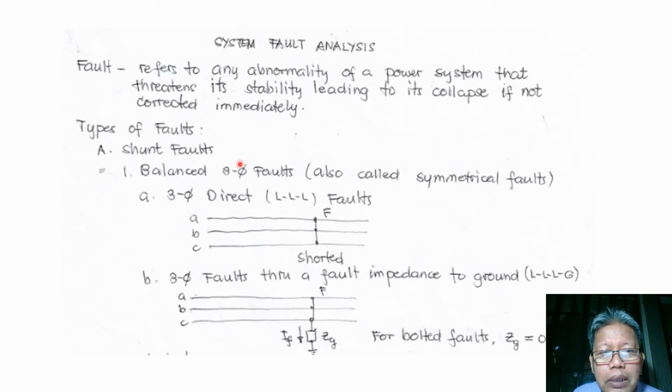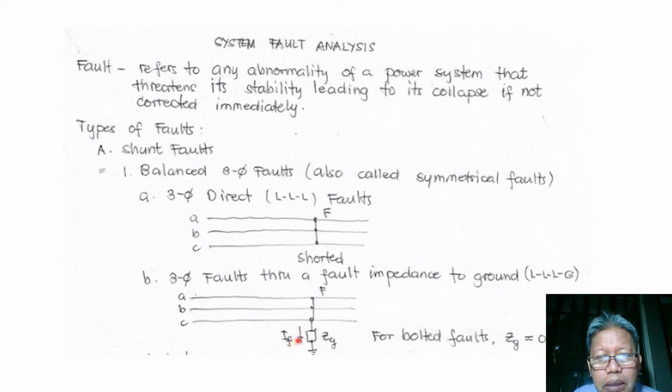And under the balanced three-phase faults, we have three-phase direct line-to-line faults, meaning the three lines are shorted. So we have here conductors A, B, and C shorted at this point, which we call F, or the point of fault.